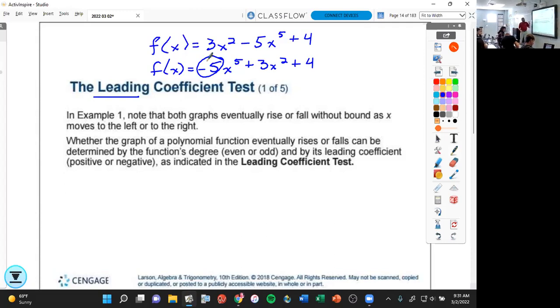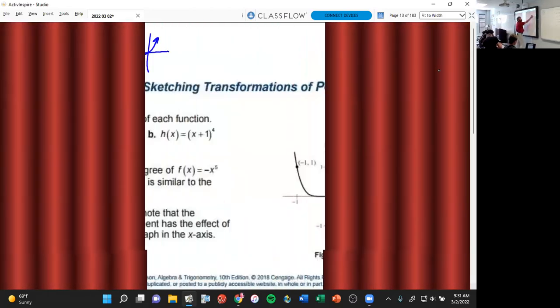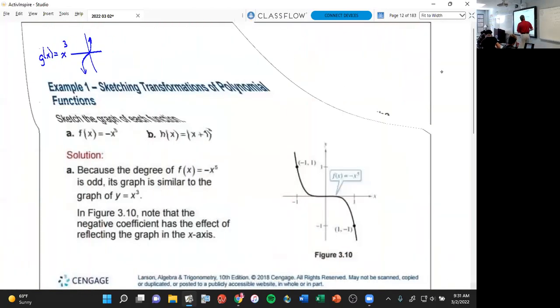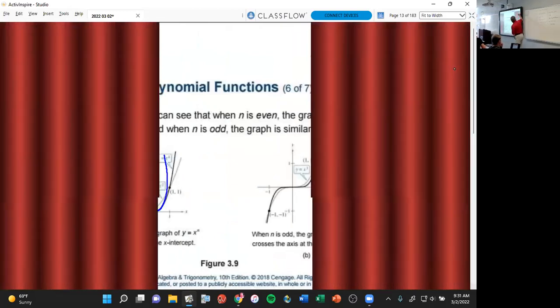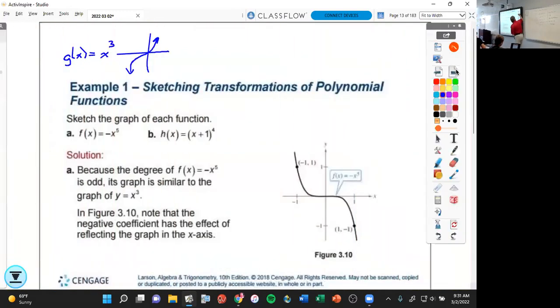So in the graphs that we looked at, both graphs would rise or fall forever, correct? Look at the negative x to the 5th. It's down here. Let's look at this one. What's that one doing on the left side?